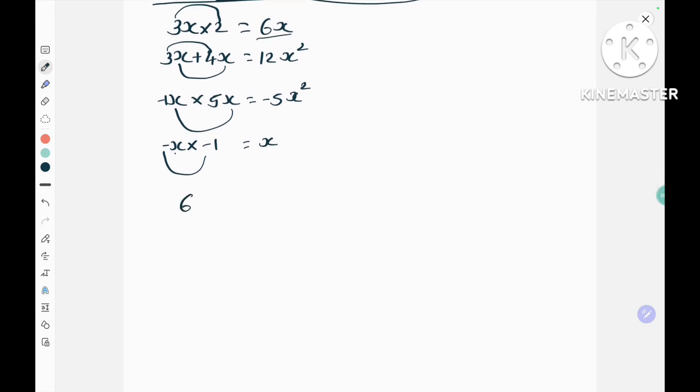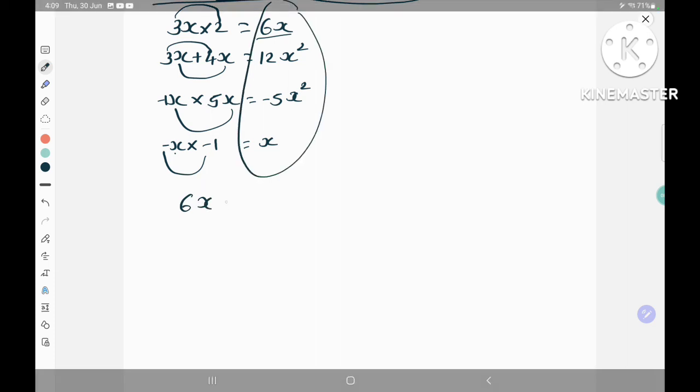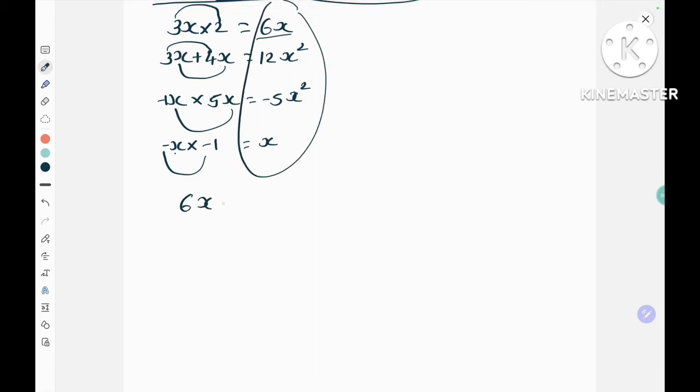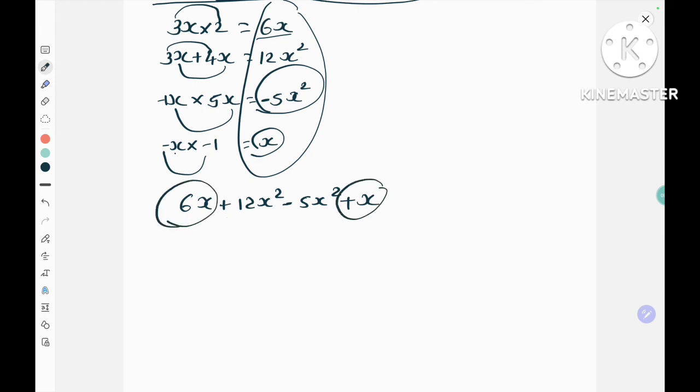So let's write them in order. 6x, all these 4 terms we write in order. So 6x plus 12x square minus 5x square. Remember, when we write this term, we remember the sign in front of it. It is a minus sign. So minus 5x square, plus x. Okay, like terms: 6x and plus x, which we consider as 1x. So 6 plus 1 is 7x. Here 12x square minus 5x square. So 12 take away 5 is 7x square.